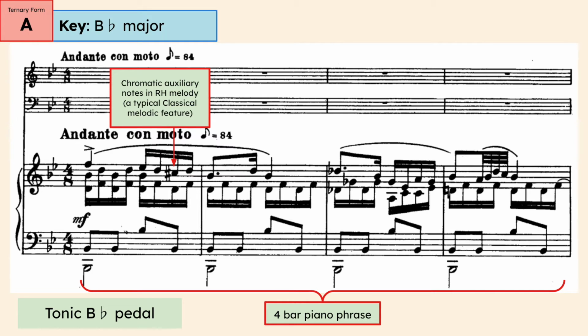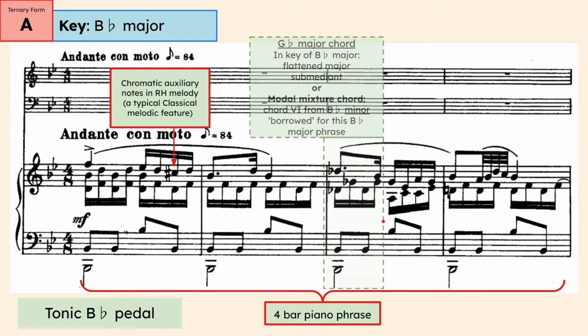Bar 3 is where we get our first slightly weirder neoclassical harmony. You'll have noticed the D and G flats here, and that's because this is a G flat major chord. If we try to relate this chord to B flat major, you could say it's the flattened major submediant or flattened major chord 6. This is seemingly unrelated to B flat major. However, this is our first example of modal mixture, borrowing notes or chords from the parallel key.